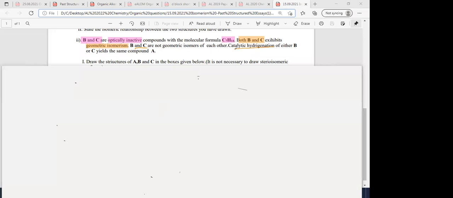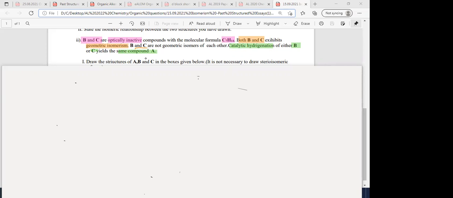Then catalytic hydrogenation, the last one. Catalytic hydrogenation of either B or C. Catalytic hydrogenation means addition of H2. So these are the three keys. Catalytic hydrogenation gives the same compound A. From both B and C you get the same compound A. So I used three different colors for three different explanations given the data in the question.